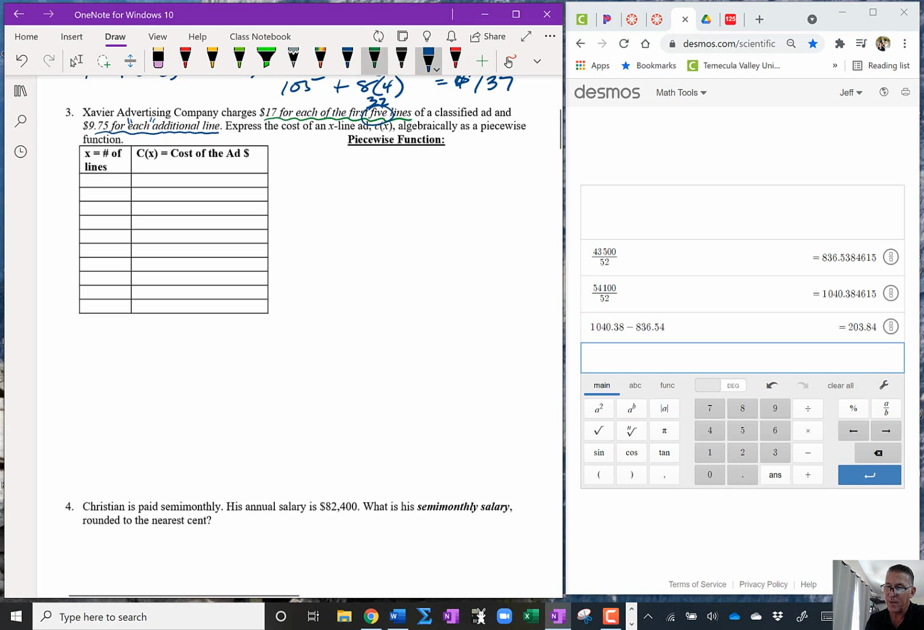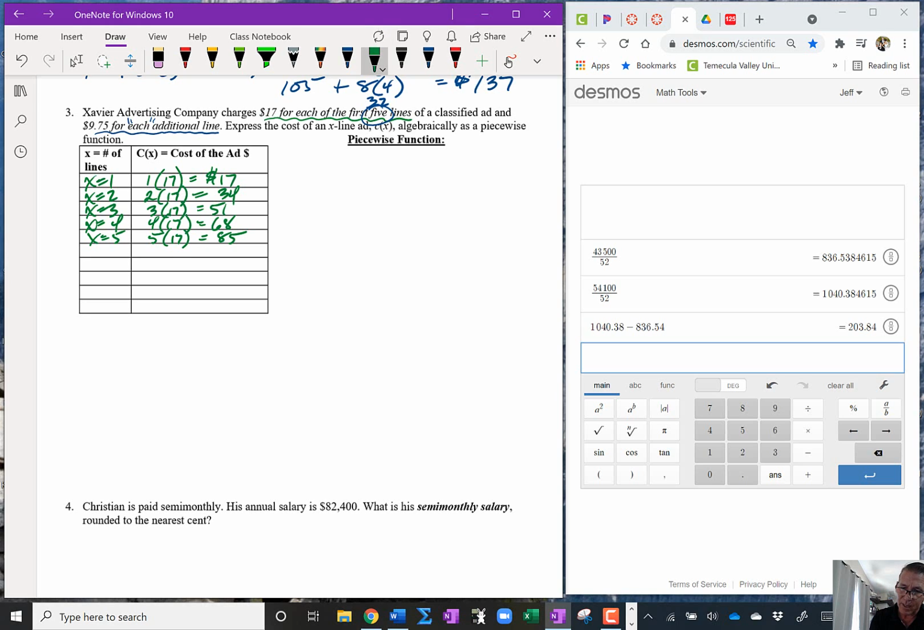So here we go, let's develop it. For 1 line, it's 1 times 17, or obviously $17. For 2 lines, it's 2 times 17, $34. For 3 lines, it's 3 times 17, or $51. For 4 lines, and we've got to go all the way up to 5 because that's when things change, it's 4 times 17, or $68. When we have 5 lines, it's 5 times 17, which is $85 for the first 5 lines.